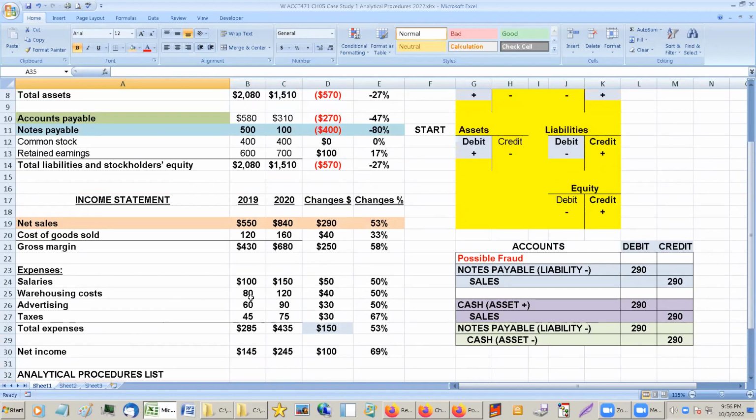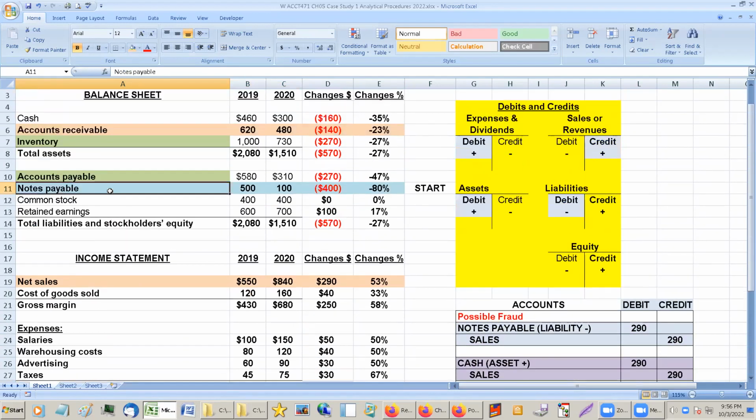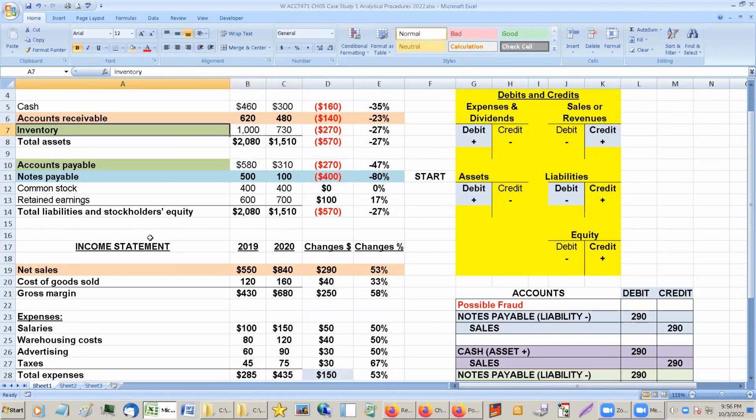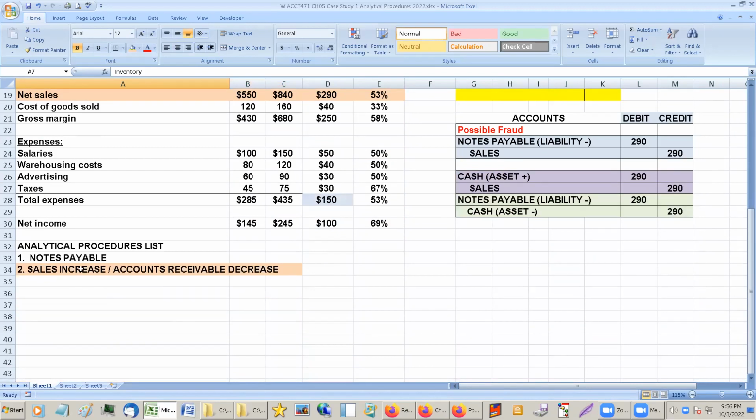And third, probably why is inventory going down? Inventory should go up, and accounts payable really dropped. So not only is the inventory going down, it looks like they're not buying any more inventory. So the inventory and net sales relationship I'd probably also look at.